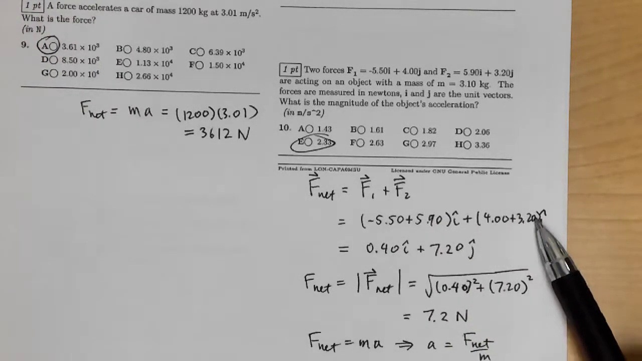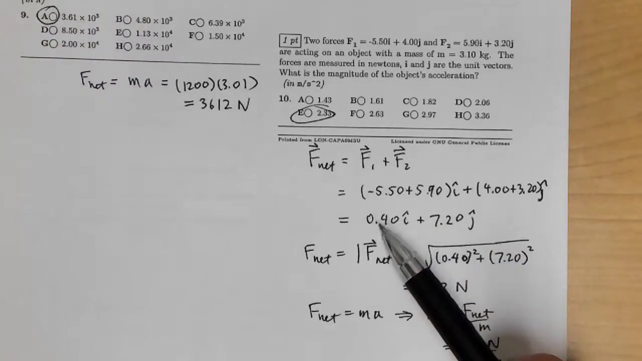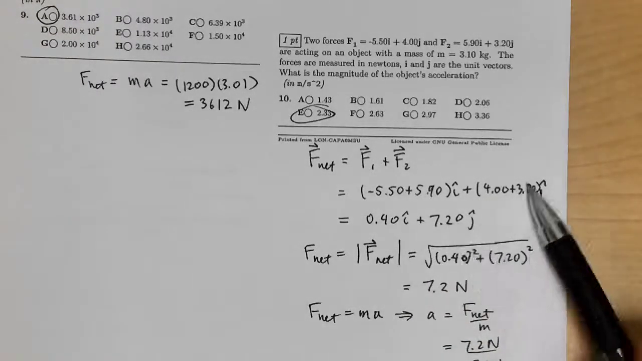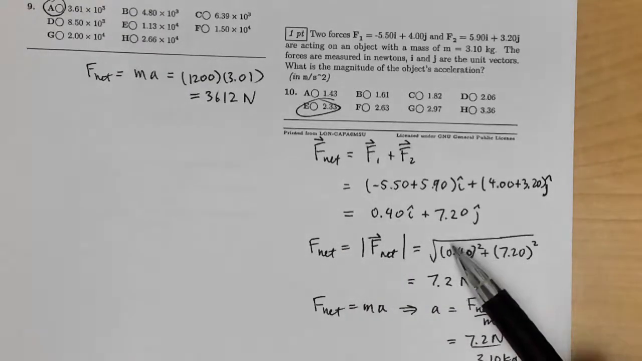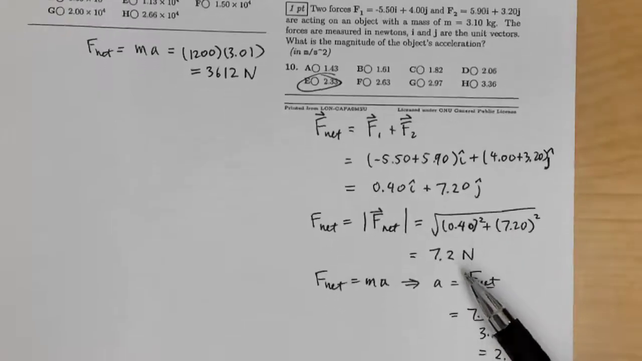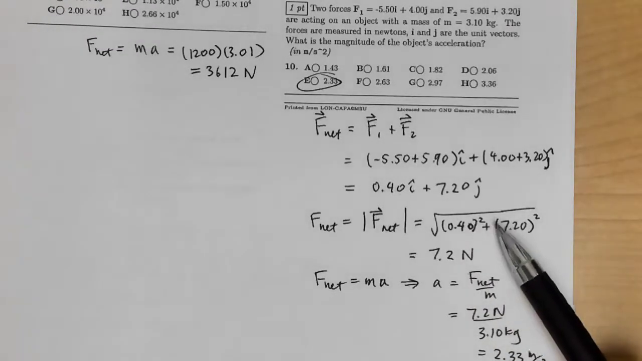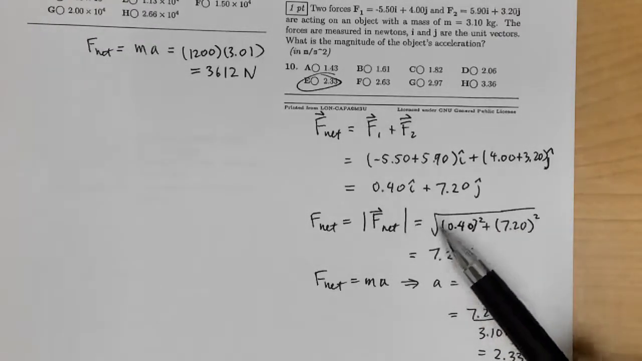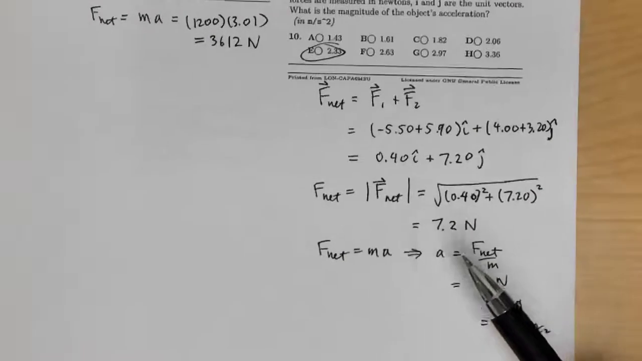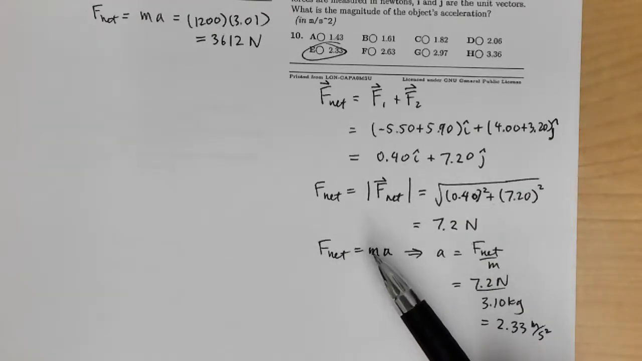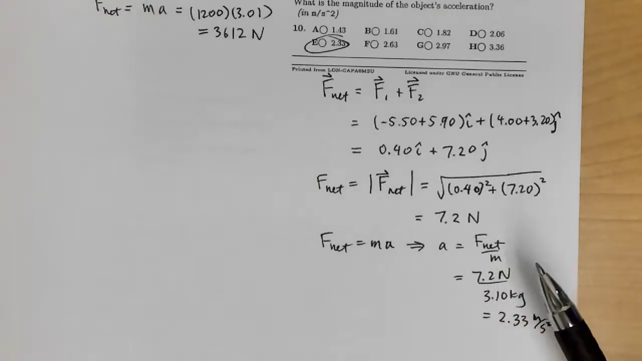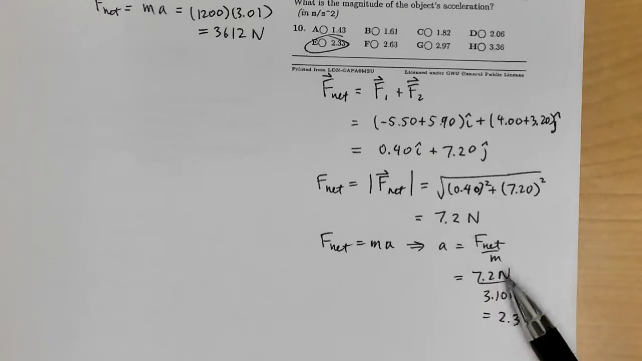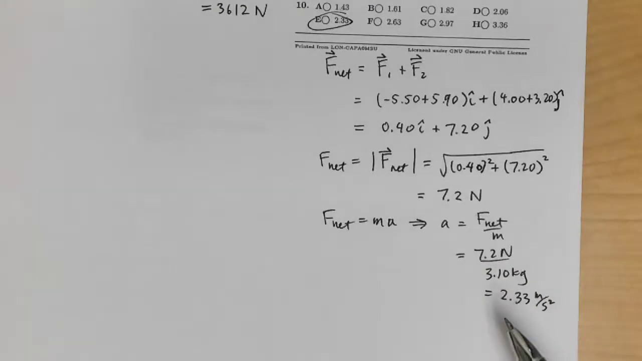4.0 plus 3.20 for the y components. We get 0.40 for the x component. We get 7.2 for the y component. We get the magnitude of the net force, the square root of the sum of squares. You get 0.40 squared plus 7.20 squared. Take the square root, you get 7.2 newtons. Now F net magnitude is equal to ma magnitude, so a magnitude is F net magnitude over m, and that's 7.2 divided by 3.10, the mass, and that comes out to 2.33 meters per second squared.